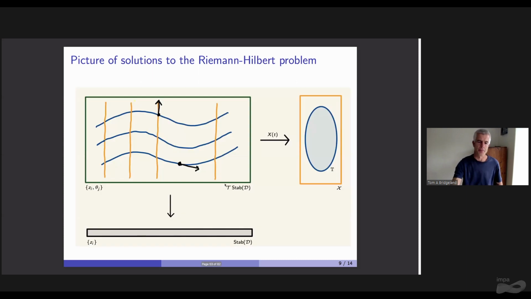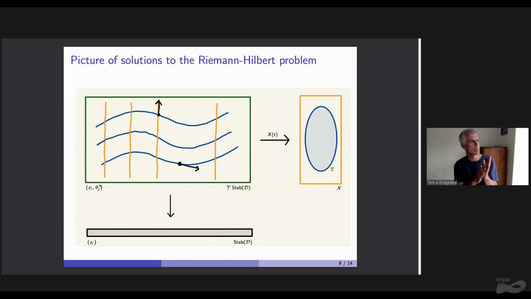So here's the picture that goes with this. You have the space of stability conditions. As I said, the coordinates on that are just the central charge coordinates, Zi. And then you should also think about the tangent bundle to the space of stability conditions. So the coordinates there are really Zi and these theta j. So you can think of that constant term.